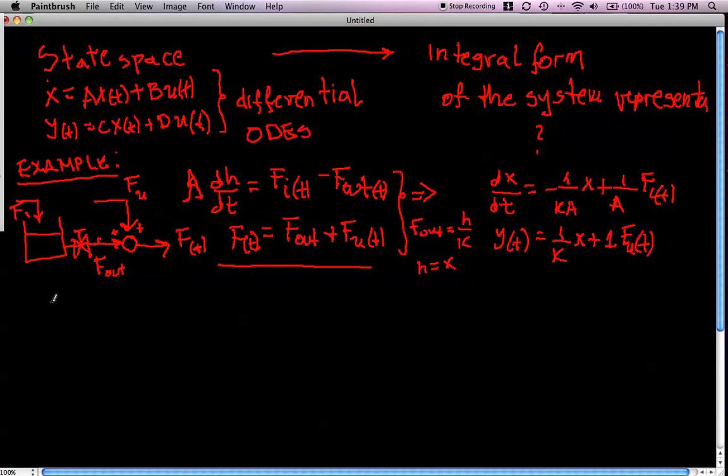Now, if we want to obtain the integral form of this differential equation, let us look how we are obtaining that, and let us rewrite the first equation. Here I'm going to call this equation 1, and this is going to be equation 2. I will rewrite this equation in a simpler form, just x dot equals a of x, where coefficient a is minus 1 by K A here, plus b u of t.